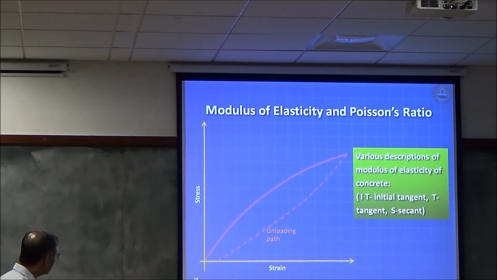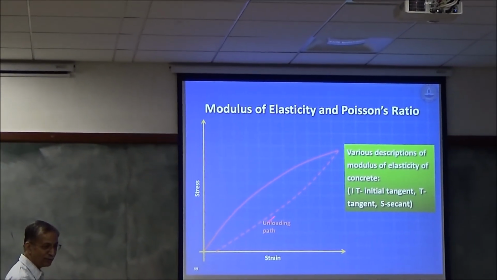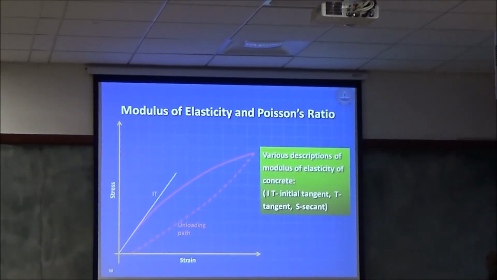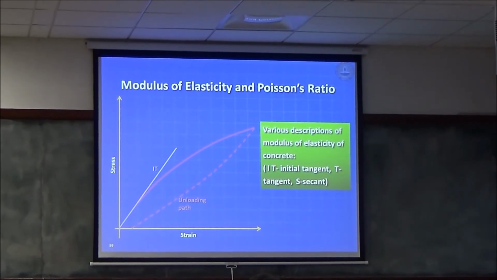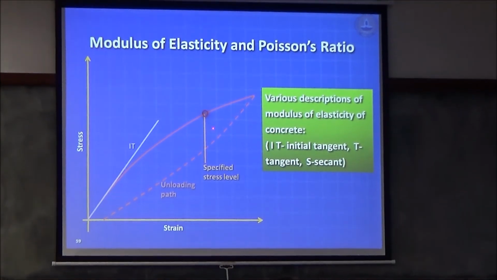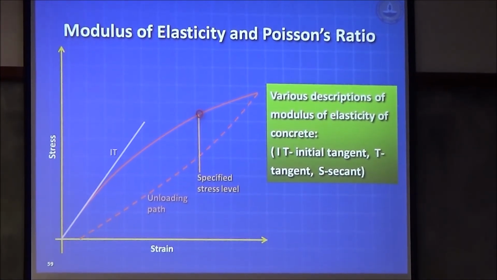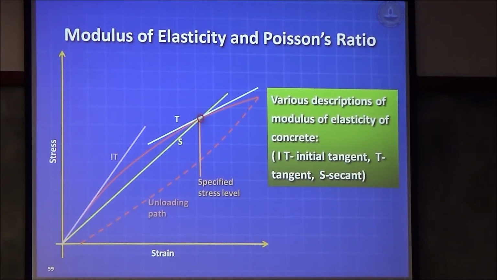One is you take the initial. When you unload it, it's not going to get the same one, you're going to lose some. This initial line is for the initial tangent modulus. If you take some point here, say some specified stress, then you have two ways of doing it. You can take the local tangent there, or you can take the secant from the origin. This point is typically taken as the service stress level.